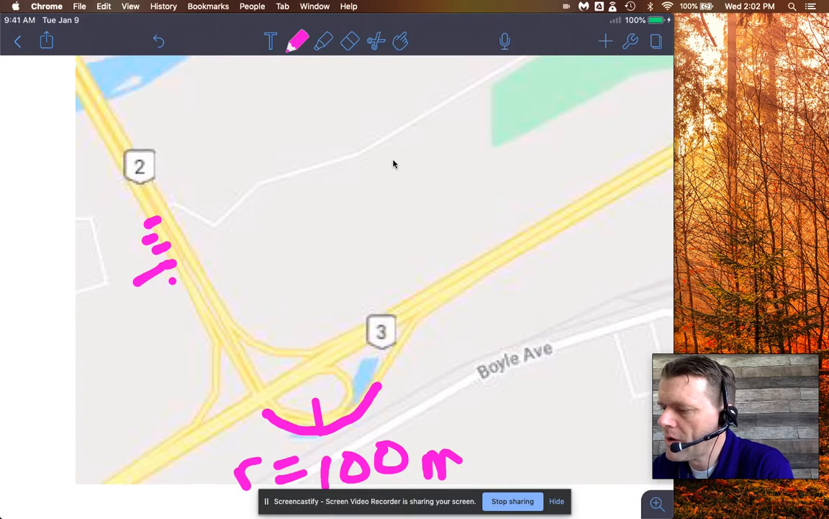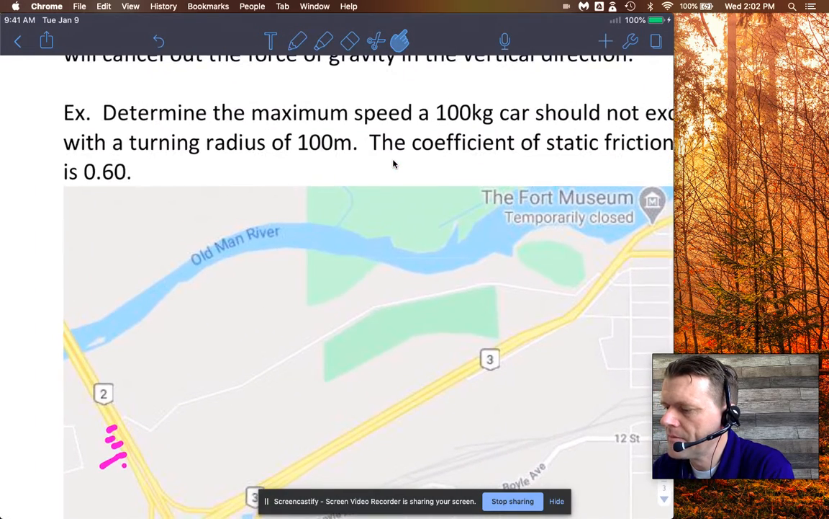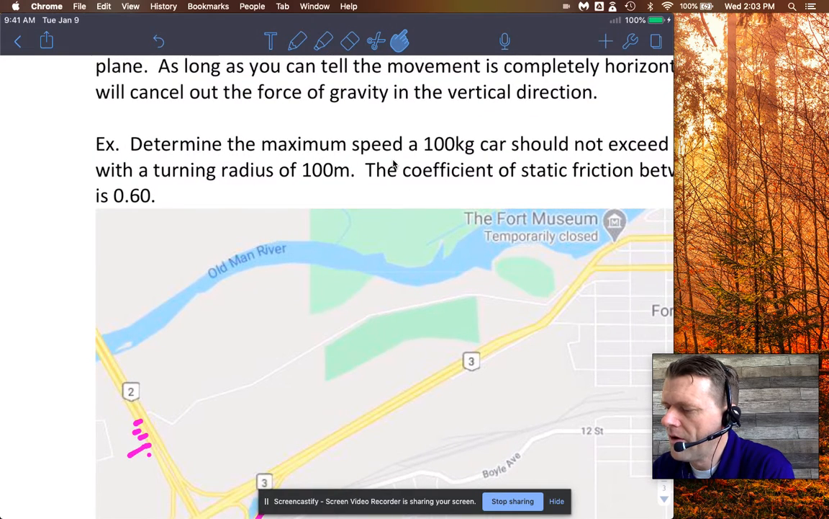And the question I'm posing here is, oh, I said 100 kilograms. I guess it could have been 1,000. You'll see the mass doesn't really matter. A 100-kilogram car is not very much. That's like 4 sacks of potatoes there.